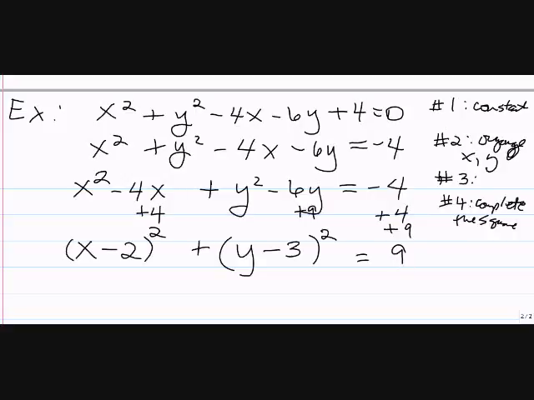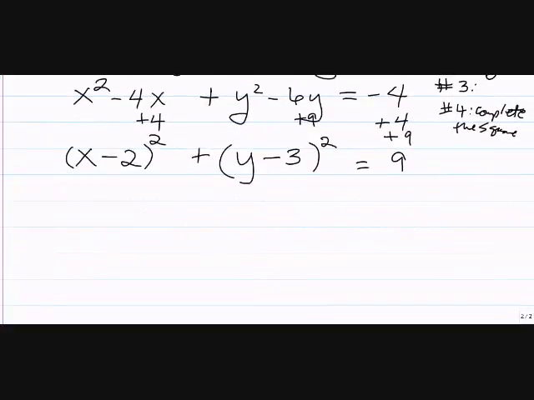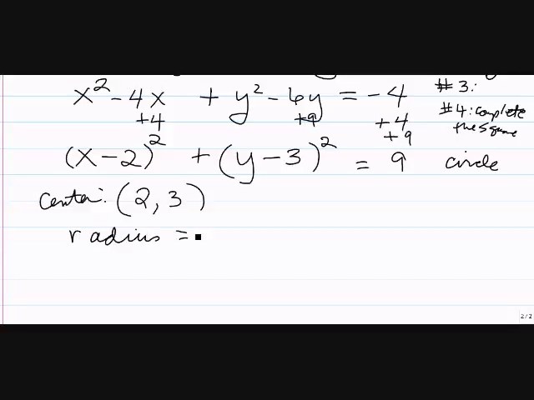What is this conic section? It's a circle. It is an ellipse. A circle is an ellipse. But this one is a circle. The center of this circle is at 2, 3. And its radius is the square root of 9, which is 3.